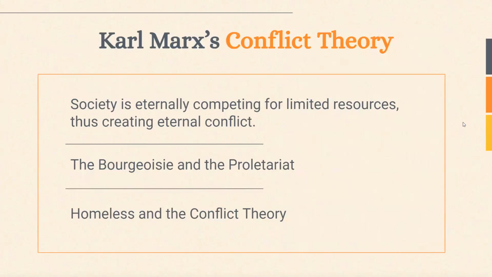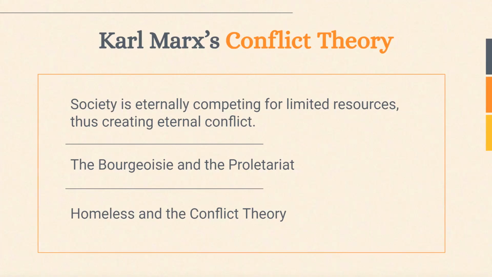Karl Marx's conflict theory states that society is internally competing for limited resources, thus creating eternal conflict. The conflict theory states that eternal conflict is a result of individuals who have economic and political power versus those who do not. In the conflict theory, there are 2 types of classes: the bourgeoisie and the proletariats.